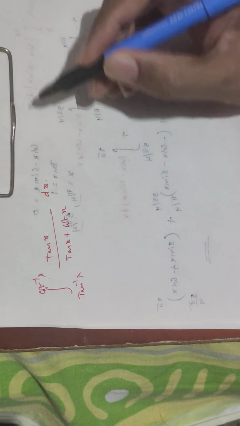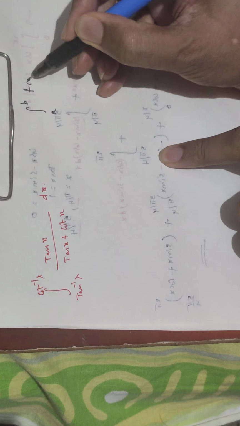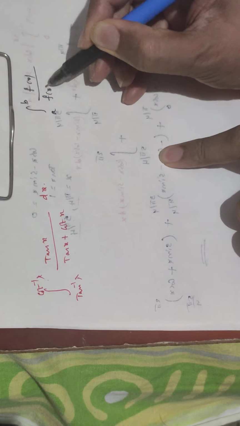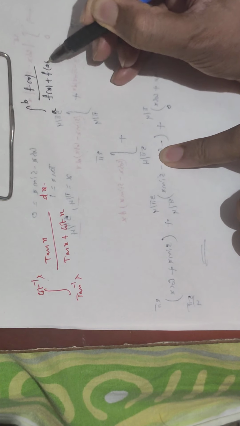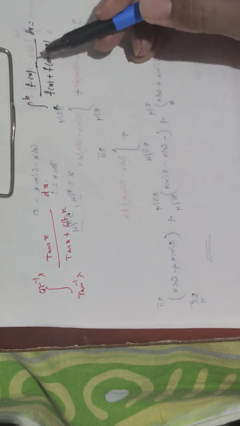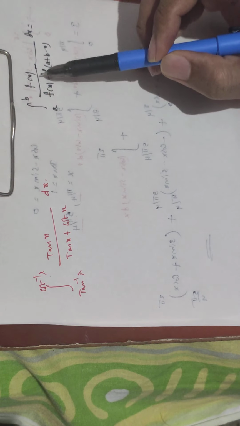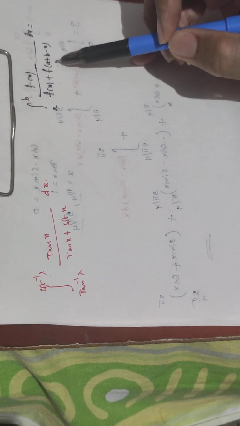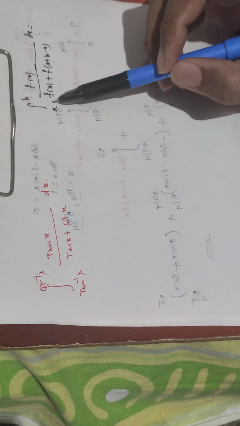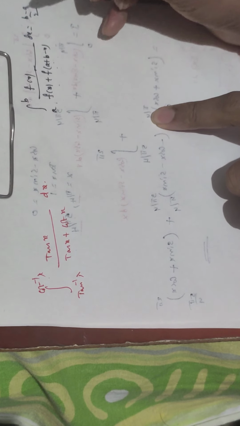So here one property is there: integral a to b f of x by f of x plus f of a plus b minus x dx. Whenever the integrand satisfies this condition, means f of x by f of x plus the second term is f of sum of the limits minus x, in that case the direct answer is b minus a by 2. This is one of the formulas.